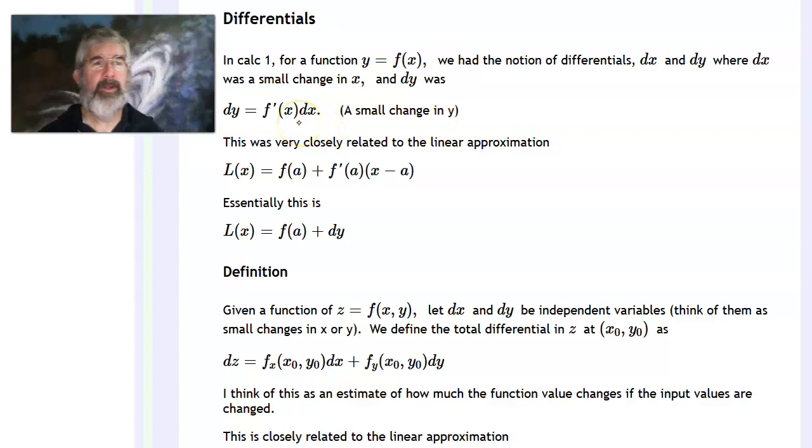This always made a lot of sense to me in the sense that a slope is rise over run, and dx is a run. It's a change in x. So if you do change in y divided by change in x and you multiply by change in x, you get change in y. Rise over run times run is rise.